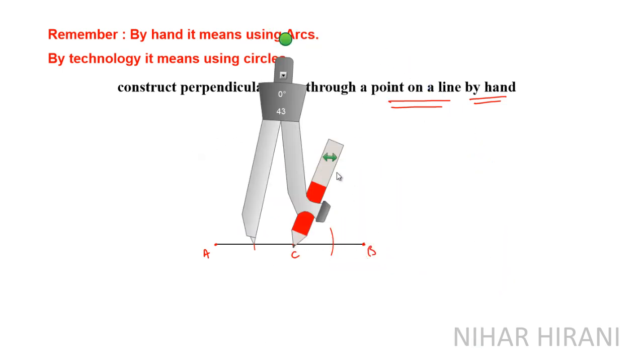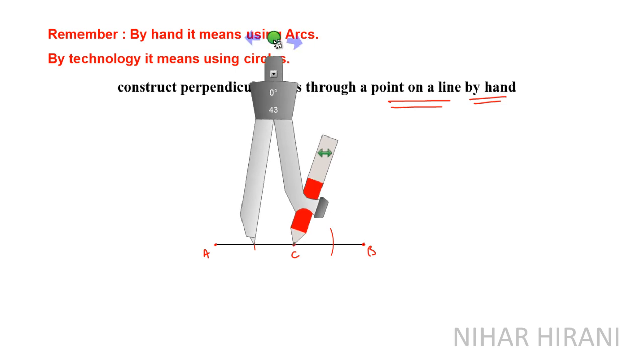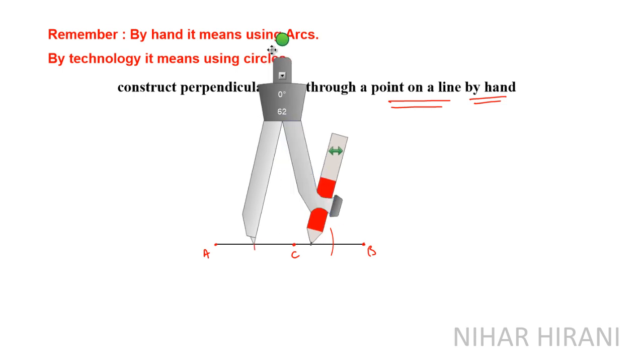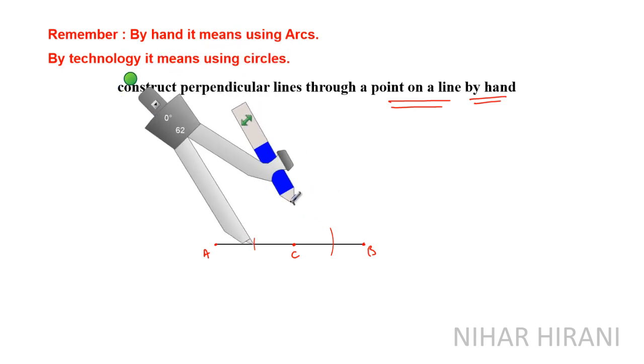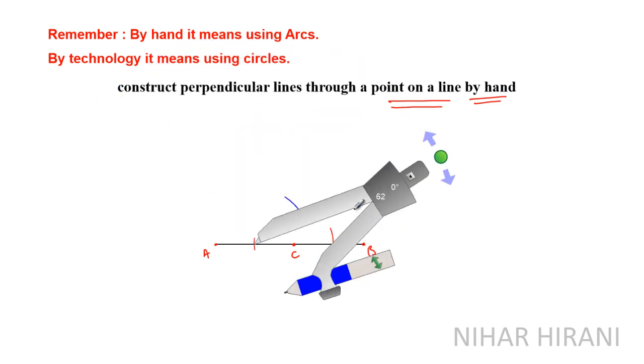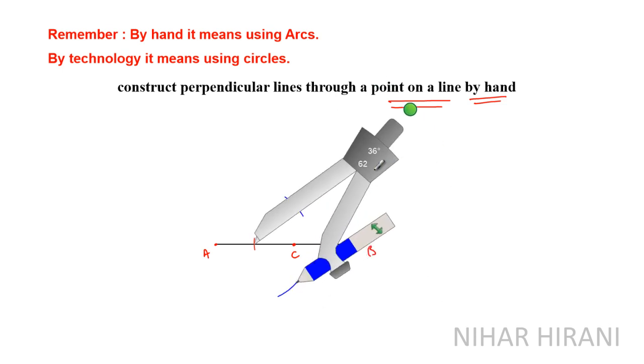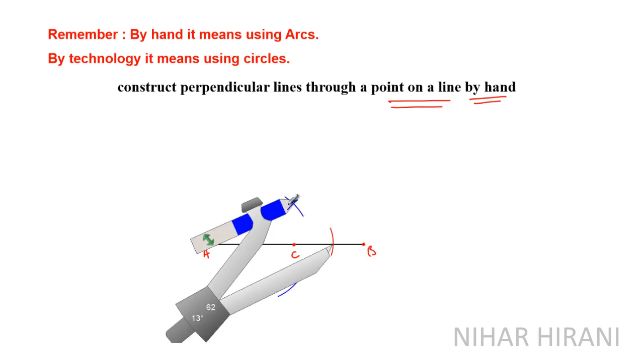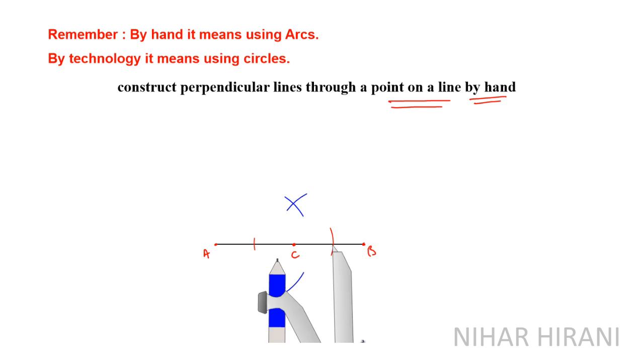Now you need to open your compass a little more than the original width. So this is the original width from this point to this point. I will open a little more, and then I will change the color, and then I will make an arc above it and below it. And then I will go over here, arc here, arc here.